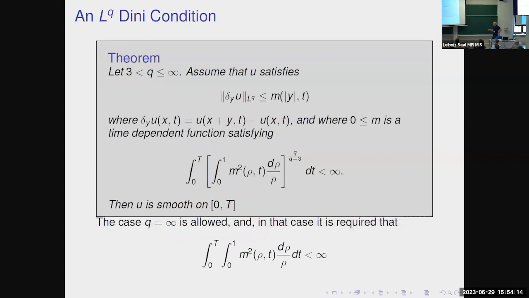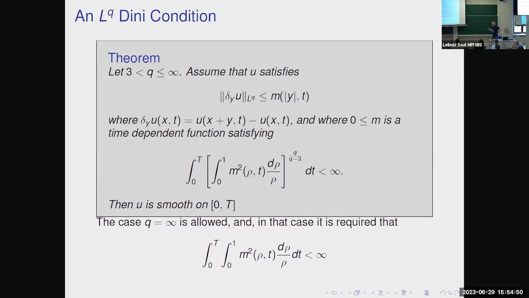If you want it for the Ladyzhenskaya-Prodi-Serrin condition, then there is time allowed because Q is not 3. And then you have a similar condition with a time-dependent modulus of continuity. And this modulus of continuity has to have, in LQ now, some integrability in time after you do this. And again, you have logarithmic conditions here. And Q equal to infinity is allowed as before because it's much larger than 3. And this is the condition for that. All right.